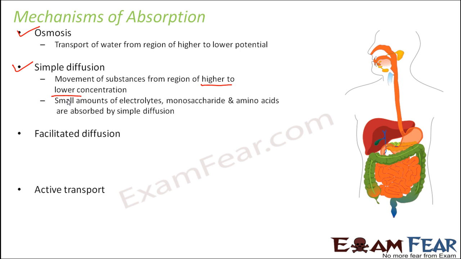Facilitated diffusion. Now, sometimes it so happens that this is also a type of diffusion where movement will occur from region of higher to lower concentration. But sometimes some substances cannot move on their own. They need some carrier ions. So that type of diffusion is called facilitated diffusion because they need some facilitator who will carry them across the membrane. So movement of substances across the concentration gradient by carrier ions. So carrier ions play a very important role here.